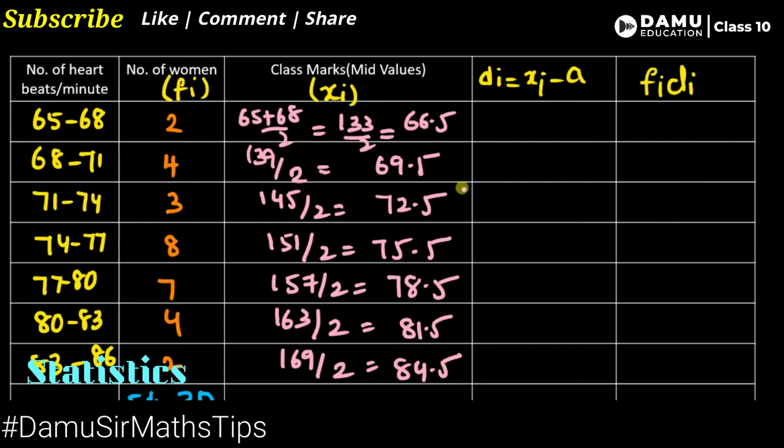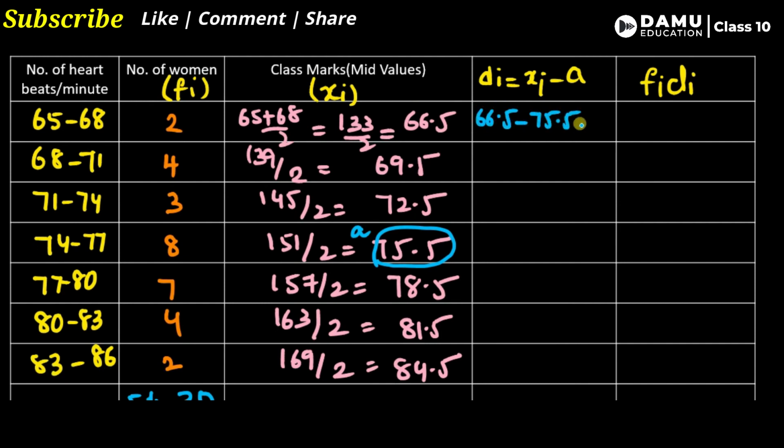Let's move on to the selection of deviation values. Let's select the deviation, three classes above and three classes below. So let's take 75.5 as the assumed mean. So for xi, 66.5 minus 75.5, what value will we get? We will get exactly minus 9.